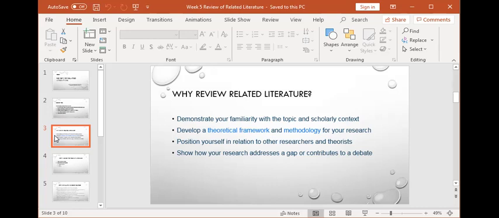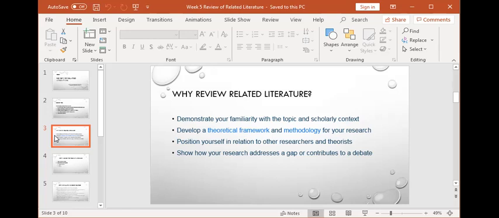Okay. So when we review related literature, we develop a theoretical framework and methodology for your research. Again, theoretical framework and methodology for your research, because you cannot build your theoretical framework unless you already have read or understand your related literature. What is already available, and what is not yet.